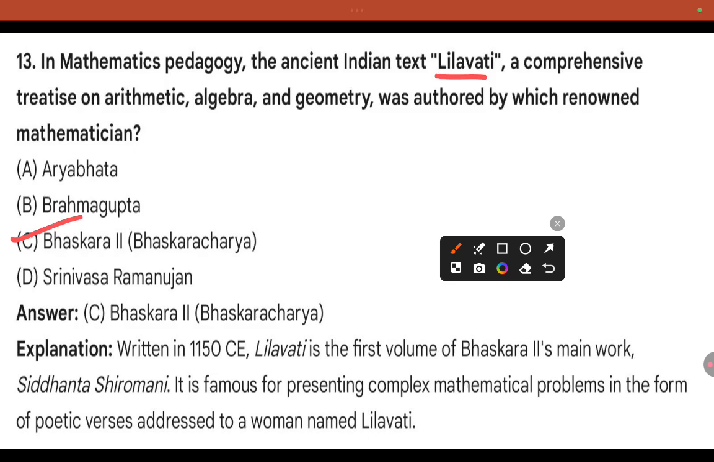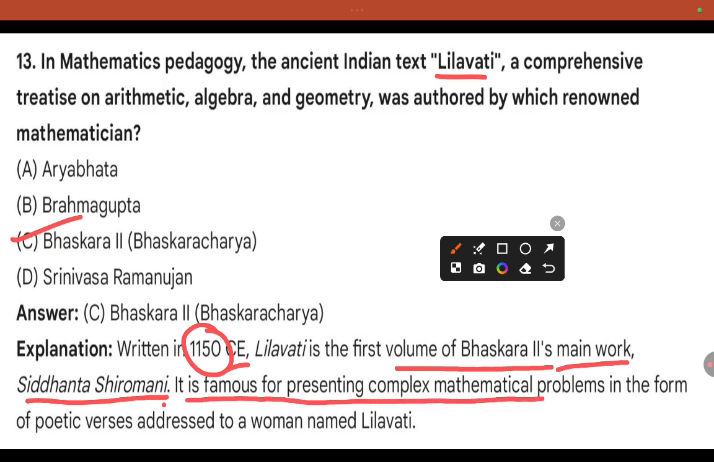Bhaskaracharya, written in 1150 CE, Lilavati is the first volume of Bhaskara II's main work, Siddhanta Shiromani. It is famous for presenting complex mathematical problems in the form of poetic verses addressed to a woman named Lilavati.